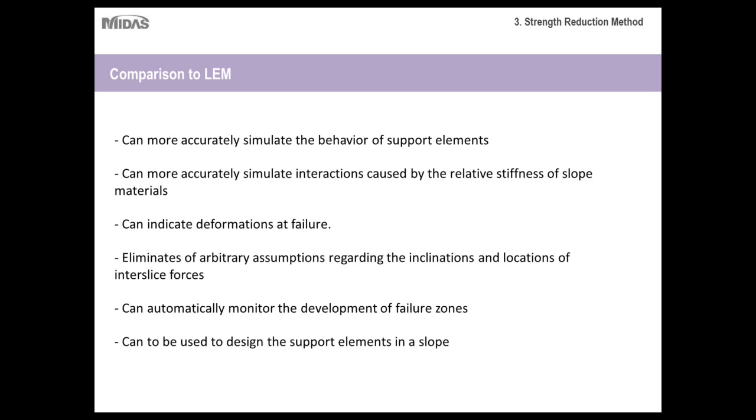And then it can be used to design the support elements in a slope, for example tiebacks, retaining walls, soil nails. If you're doing the design of those elements in particular, then the strength reduction method would be very adequate to use, because you can get the forces acting in those elements. You can get the reaction of those elements as well as the deformations, none of which you can get through the limit equilibrium method.